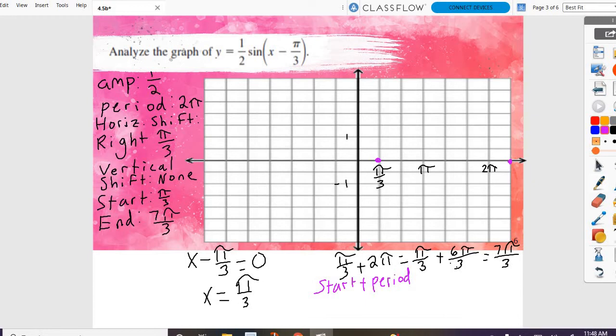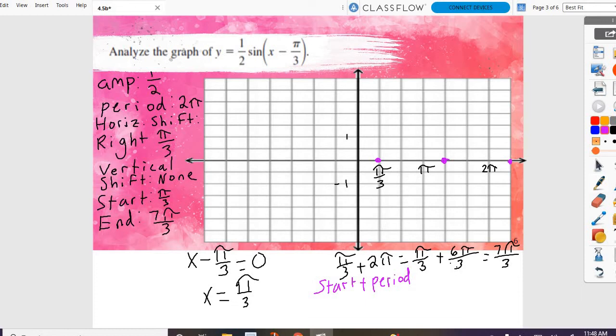Also 0. And what's it specifically going to be at? What x value? It'd be 4 pi over 3. Agreed. How did we get that? You just add a pi to pi over 3. Halfway between.